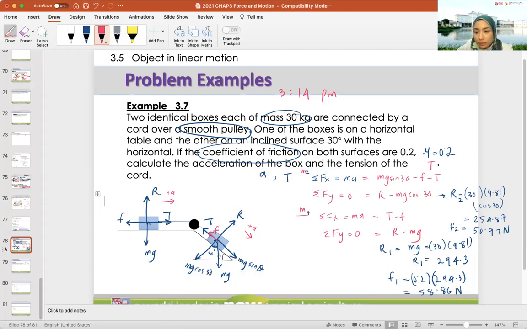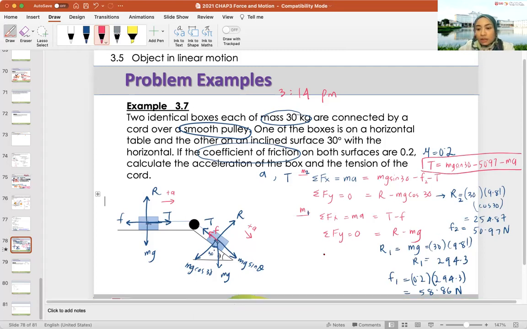Okay, so T will become, the tension is equal, there's no T1, T2, it's just T. T will become, I bring this over here, MA bawa ke sini. So mg sin 30 minus F2. F2 is 50.97. And then this guy over here minus MA. Okay, so this is my first tension equation.